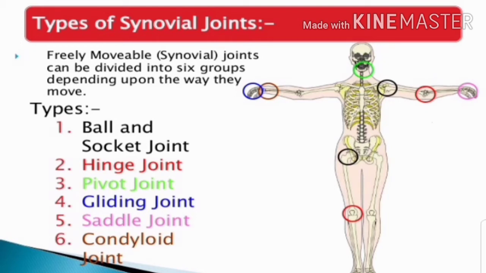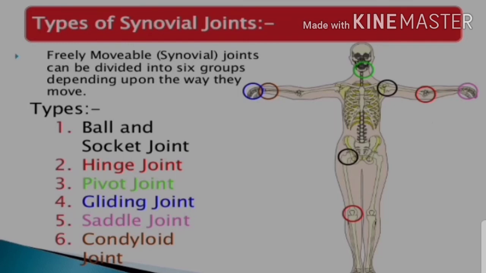The fourth one is gliding joint. It is shown by the blue color, which is in our hand section, in the wrist. Saddle joint is shown by the pink color, and the sixth one, condyloid joint, is shown by the brown color. So these are the 6 types of movable joints which are present in our skeletal system. Now we will study them one by one.